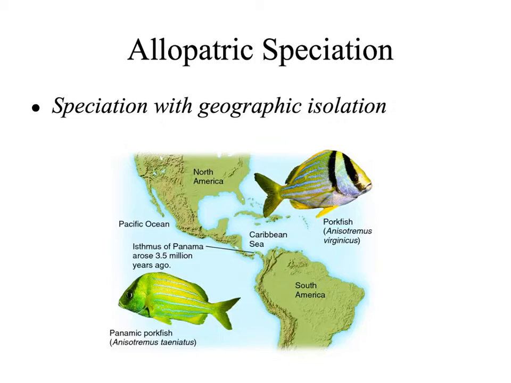There are two major ways that speciation can occur. The first is allopatric speciation. This is speciation with geographic isolation. During allopatric speciation, reproductive isolation occurs due to a physical barrier dividing up the population.